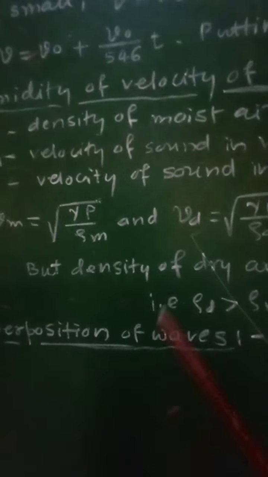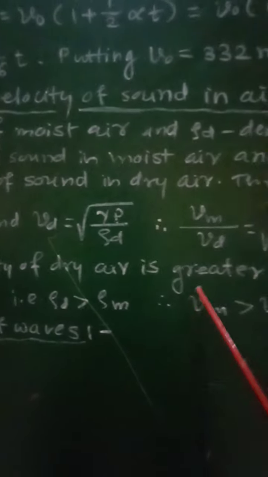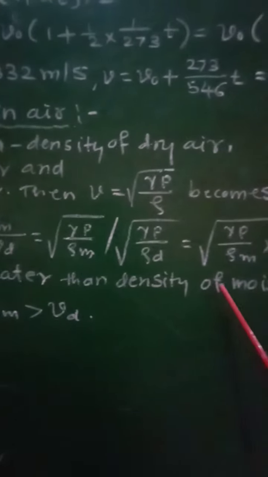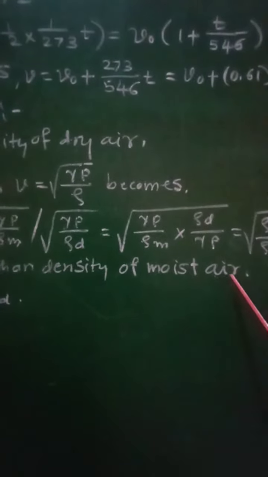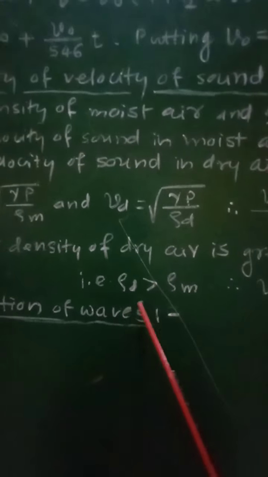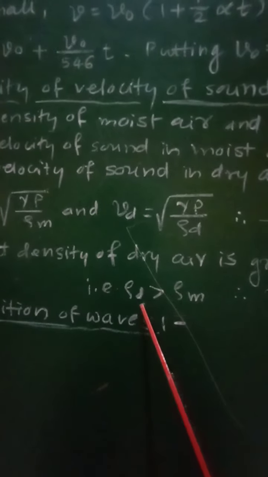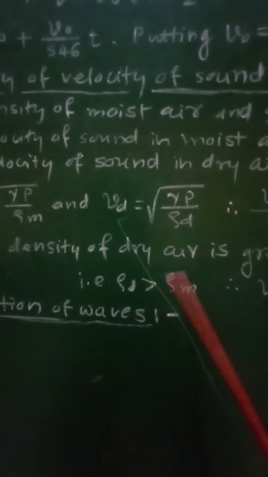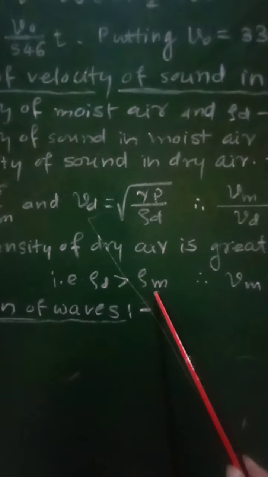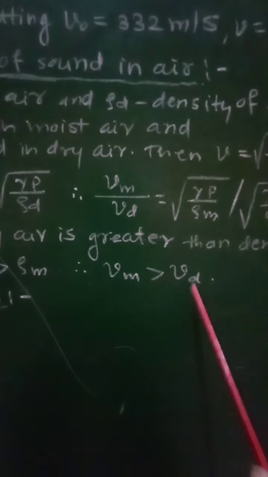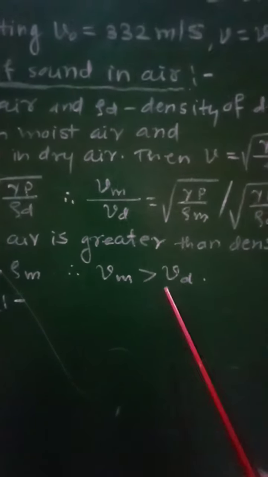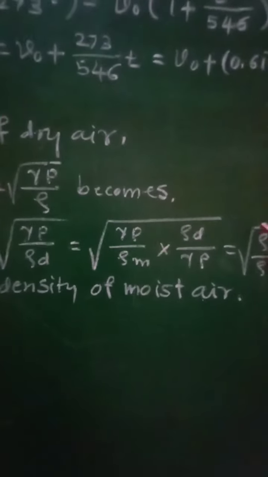But if you compare the density of dry air and moist air, the density of dry air is greater than the density of moist air, that is, rho d is greater than rho m. Therefore, from the above equation, we can say that phi m must be greater than phi d, as phi m by phi d is equal to square root of rho d by rho m.